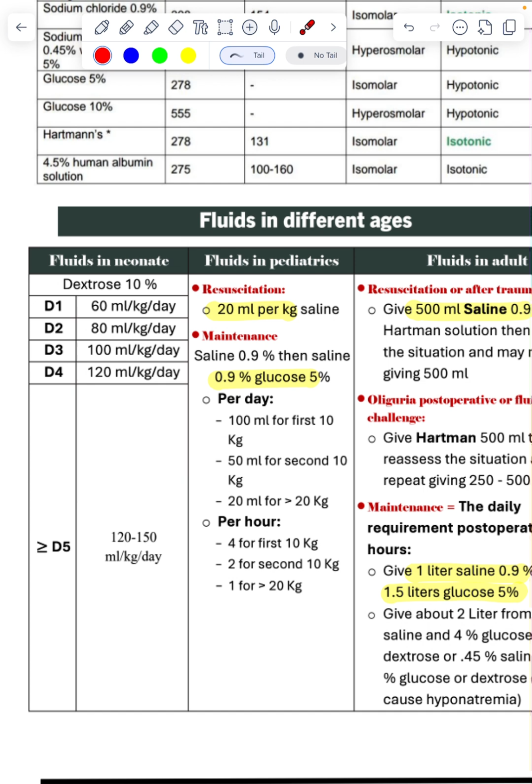0.9% saline: 100 ml per kg for the first 10 kg, then 50 ml per kg for the second 10 kg, then 20 ml per kg for the next kg. You can also call it the 4 to 1 formula.